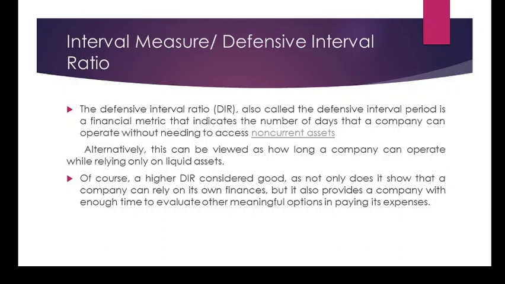Last is interval measure or defensive interval ratio. This ratio is a time period or a financial metric that indicates the number of days that a company can operate without needing to access non-current assets. So we can say it can be viewed as how long a company can operate while relying only on liquid assets.